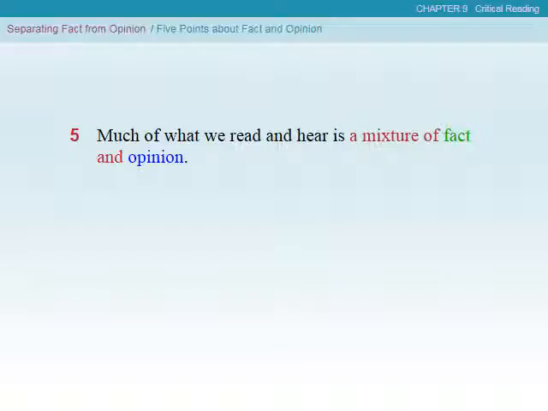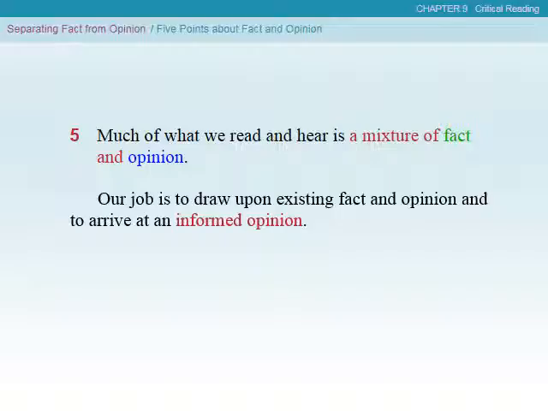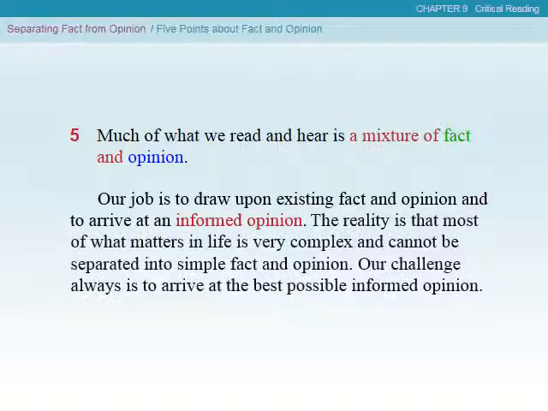The fifth thing, the final thing: much of what we read is a mixture of fact and opinion, right? We're going to use facts to support our opinions, okay? And we're going to have opinions on the facts that we have. So our job is to draw upon the fact and opinion and to arrive at an informed opinion. Okay, the reality is that most of what matters in life is very complex and cannot be separated into just simple fact and opinion. So the challenge that we face is to arrive at the best possible informed opinion.